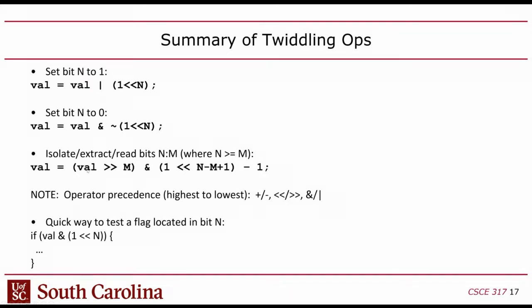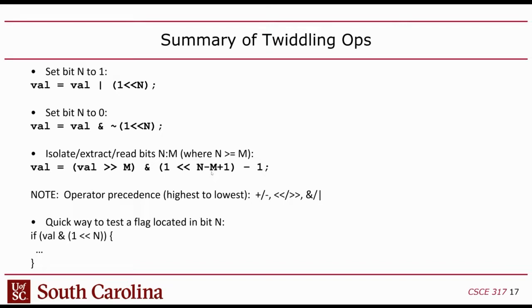If I had not put parentheses around this val shifted to the right by m, that still would have been okay because the shift would have happened before the AND. So I didn't actually need the first set of parentheses there. Just be aware of that. And if you're unsure, you can either use parentheses or search Google for C operator precedence, and the first hit has a nice little list there.